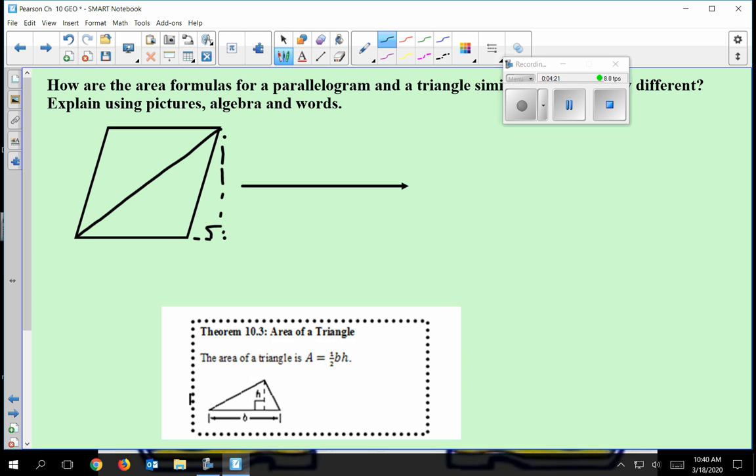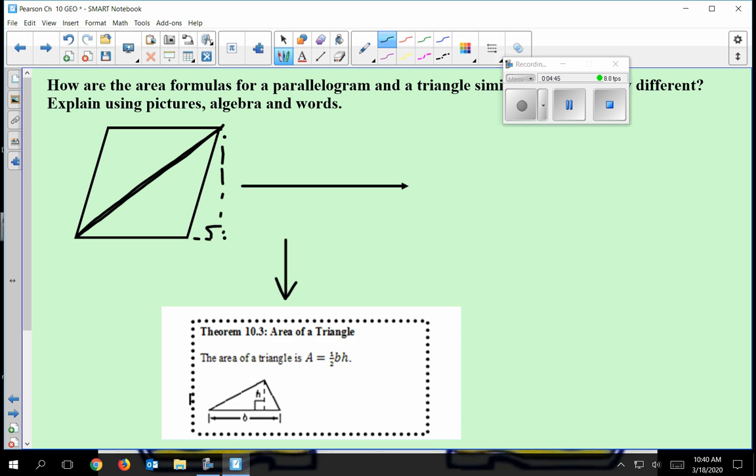So for the similarities, I need a base and a height to calculate areas. For a triangle, though, it's a little bit different. If you look at this, I cut the parallelogram in half, so really 2 triangles make up a parallelogram. So that brings us down to the area for a triangle. It's still a base times a height, but I'm going to have to multiply it by 1/2.